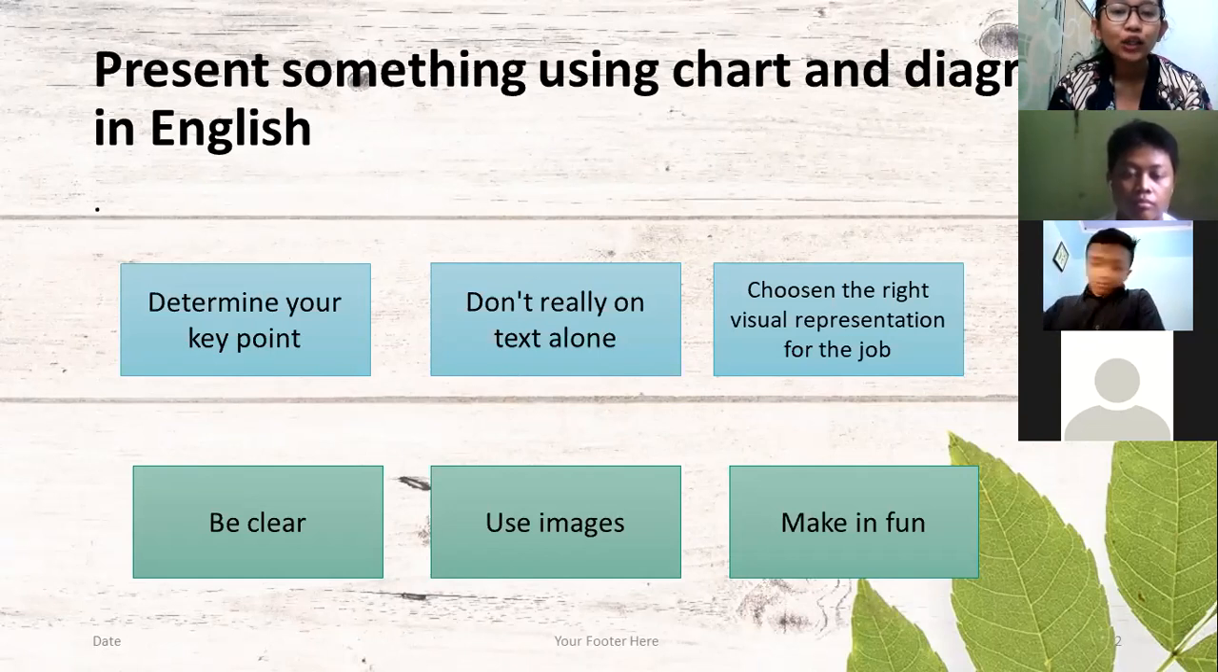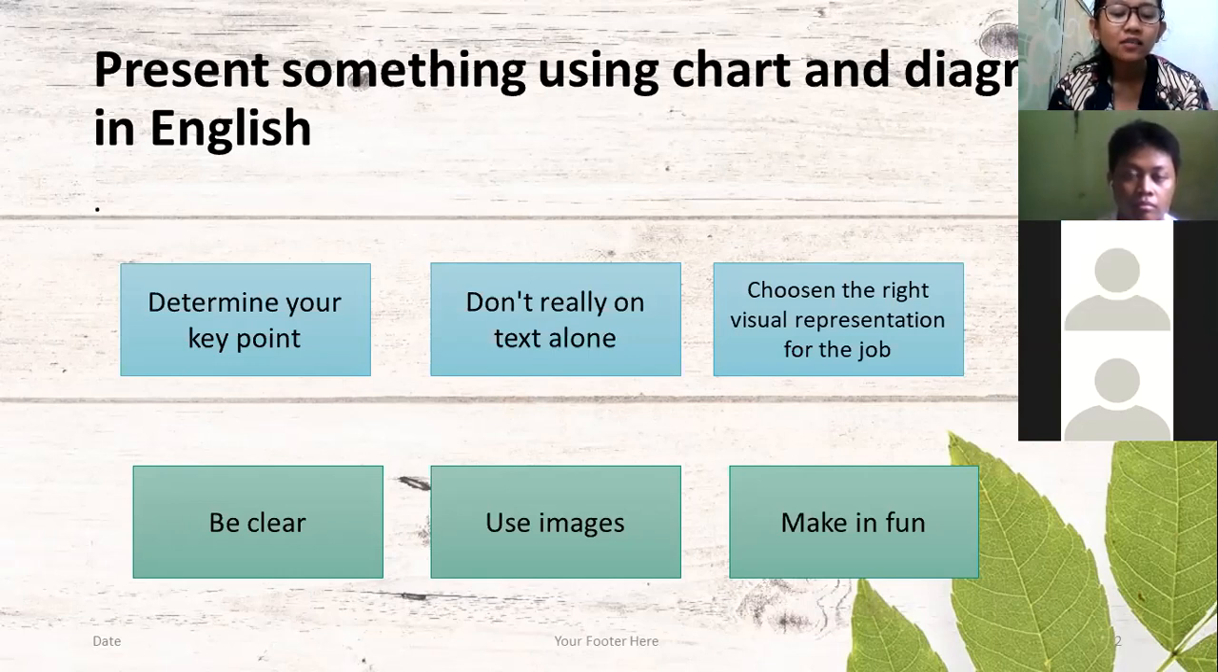The next is use images. Use some images to represent your point, and this image can increase the audience's emotion and convey the essence of what's being communicated. Images are also easier to remember than text.